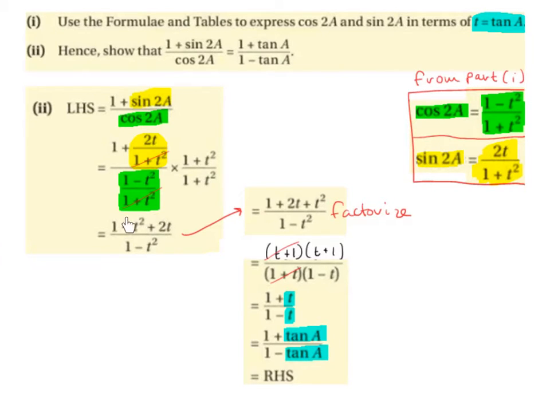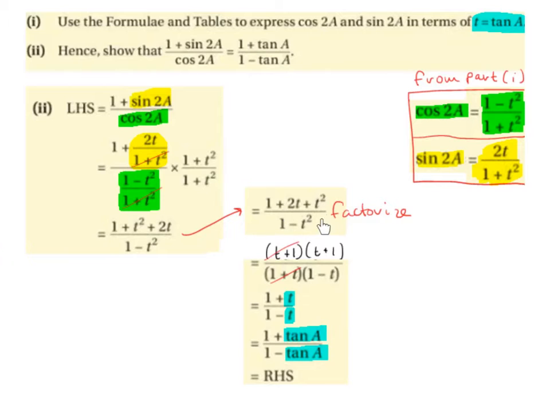Next, what we're going to do is we're going to factorize. So factorizing the numerator, we have 1 plus 2t plus t squared, which we can rewrite as t squared plus 2t plus 1. We have two sets of brackets, t in the front of each, plus 1 in the back of each. So we have t plus 1 multiplied by t plus 1.